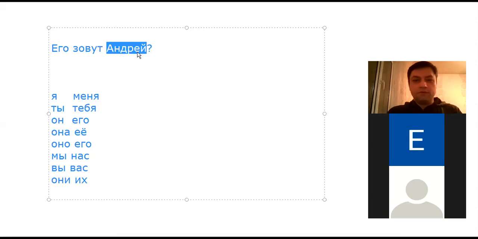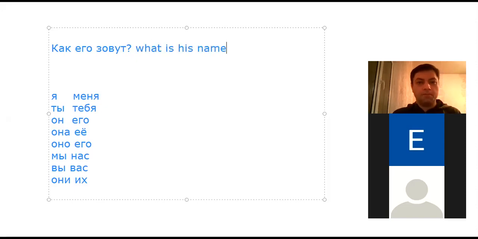And if you want to ask, what is his name? Then in front, you put the question word как. The name here. Как его зовут? Как его зовут? That would mean, what is his name?